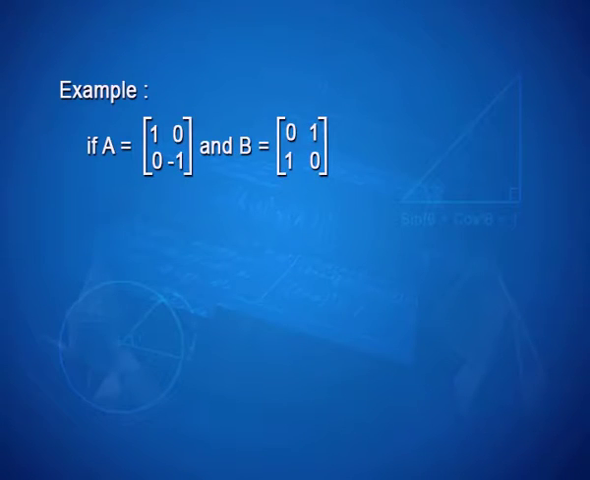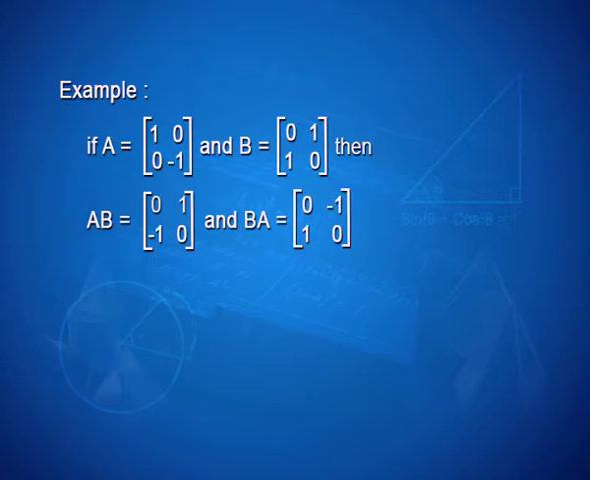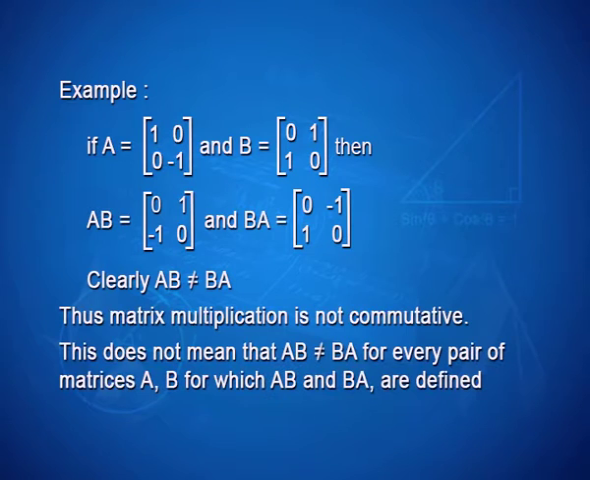Here is an example to show that even if products AB and BA are of the same order, they may not be the same. For example, if A is [1 0; 0 -1] and B is [0 1; 1 0], then product AB is [0 1; -1 0] and product BA is [0 -1; 1 0]. Clearly, product AB is not equal to product BA. Thus, matrix multiplication is not commutative.